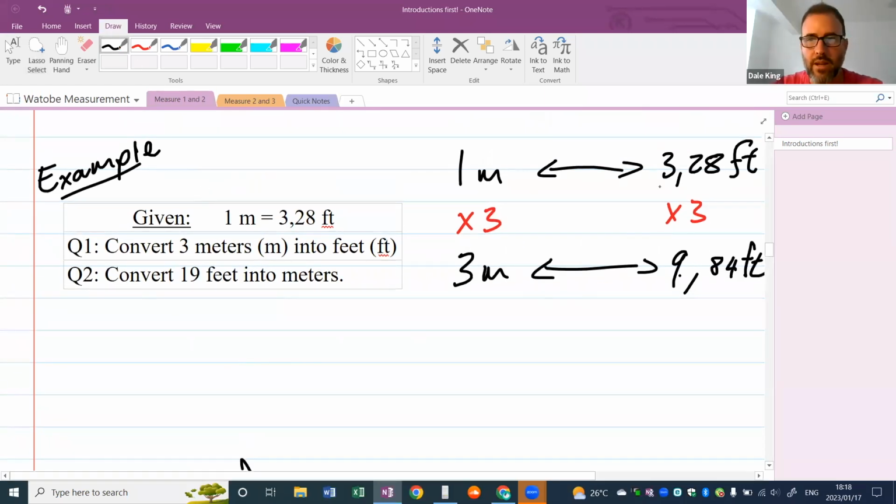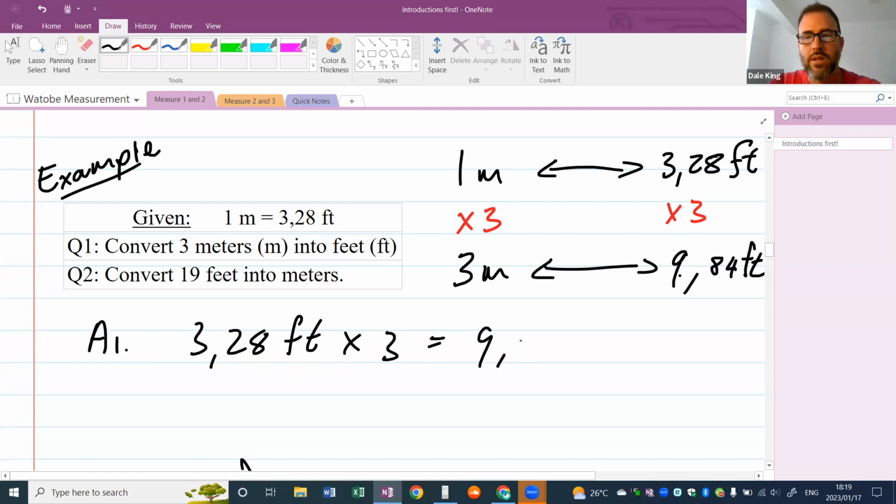So now, doing this calculation in the test or exam, you can show it this way, but the best way to show it in the test or exam, I'm going to say here the answer for question 1 is taking your 3,28 feet and multiplying it by 3. All right, and this will give us 9,84 feet.